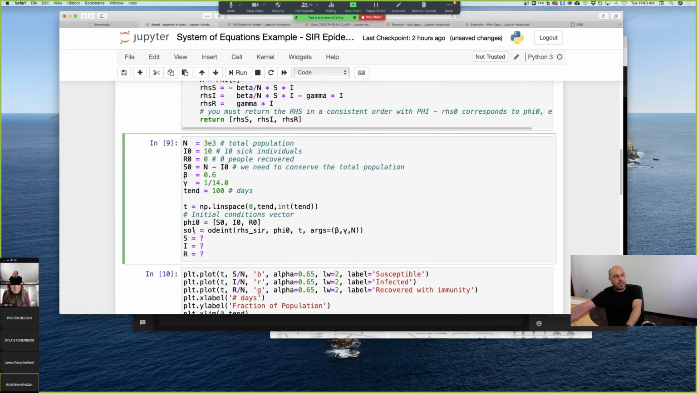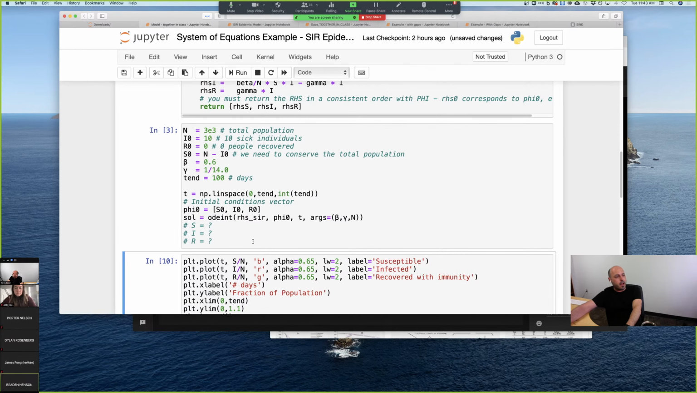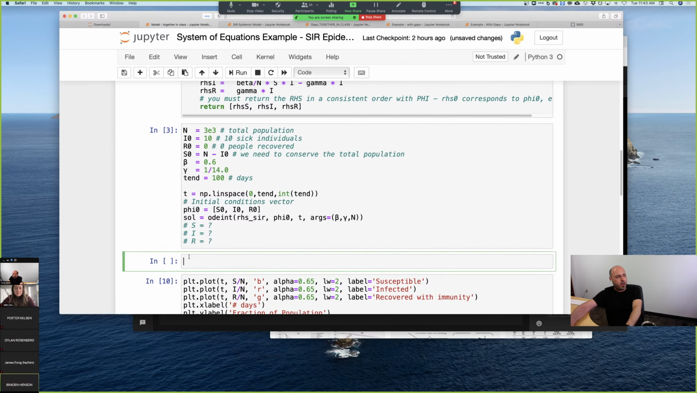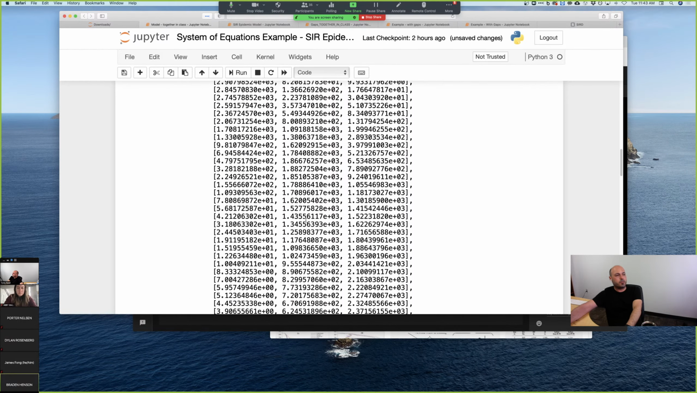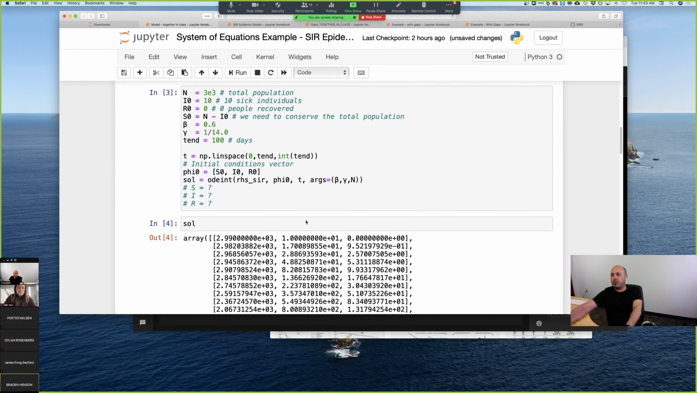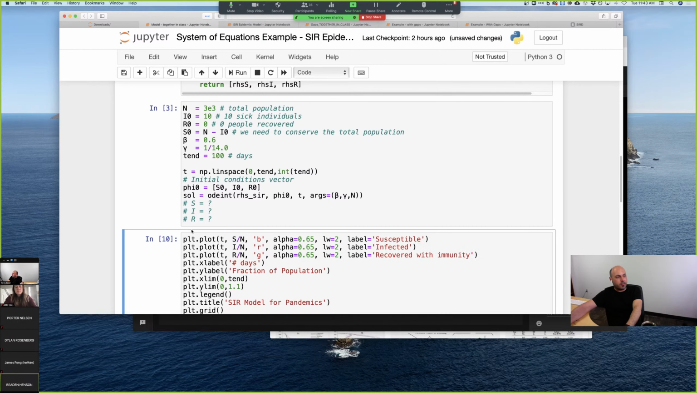All right, so now we solved the system. How do we untangle S, I, and R from the solution? Now, if you run this, let me run this. Let's see if it runs. It ran, okay? Now, if I print sol, it's going to be a nasty bunch of numbers, right? So how do we untangle this?